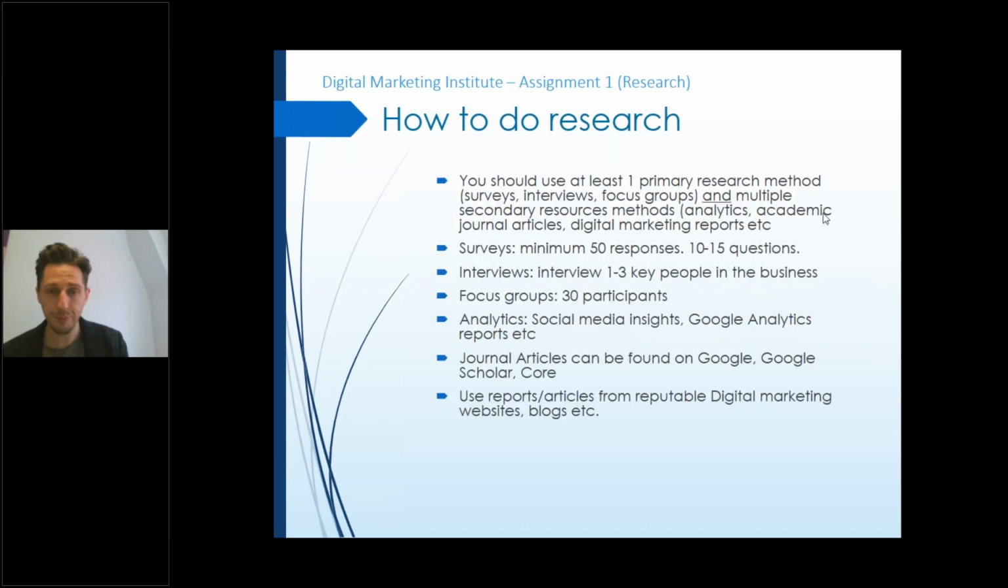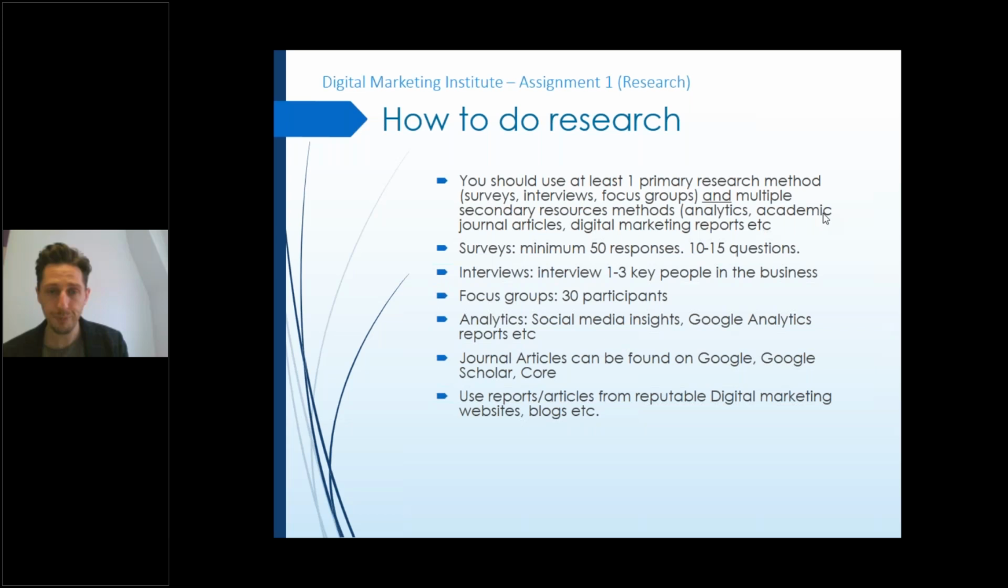Now let's get into some of the specifics of the primary research that's needed. So you need to select at least one method of primary research for the purposes of this assignment. All right, and that again can be a survey, an interview, or a focus group. And you also need to conduct multiple methods of secondary research, such as Google Analytics, as I said, or social media insights, industry trend reports, or online digital marketing reports, and also digital marketing textbooks are appropriate for the purposes of this assignment.